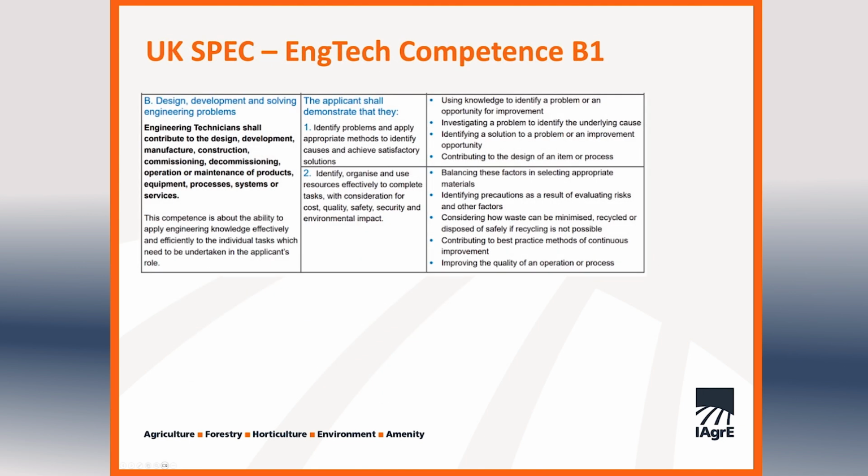If we take a look at competency B for an engineering technician, this competency is all about design, development and solving engineering problems. If we just look at attribute number 1, highlighted behind me, what we're asking you to do is demonstrate that you can identify problems and apply appropriate methods to identify causes and achieve satisfactory solutions. In UK Spec, you will see some examples of evidence next to the competency requirements shown in the right-hand column.